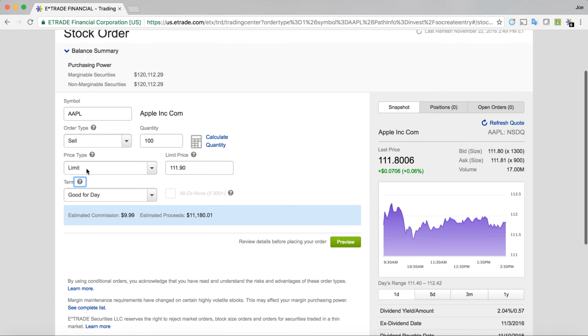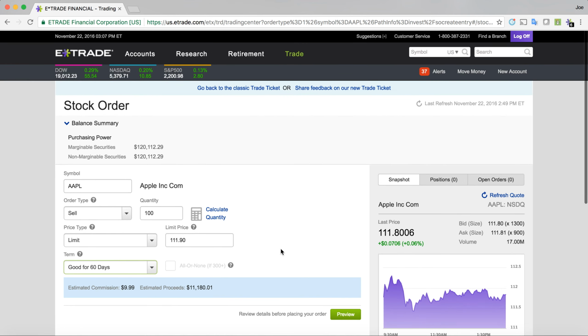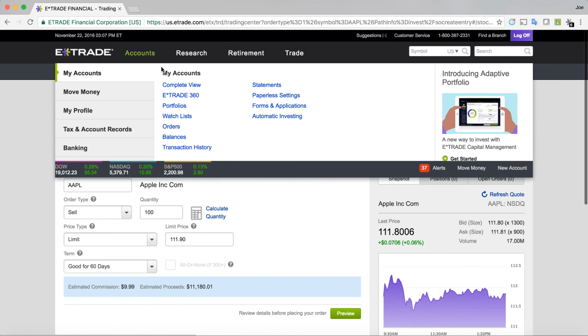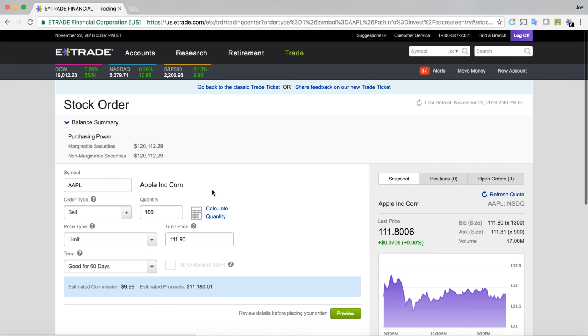For this instance, I'm going to limit at $111.90, good for 60 days, because I don't know that this price will get there today. Once I click preview, it'll show me the overview of my trade, estimated commission, and the total proceeds after commissions. I'll click trade and my order will be placed. If I want to check on the status of the order, I can go up to my accounts tab and go to orders to view my pending orders.